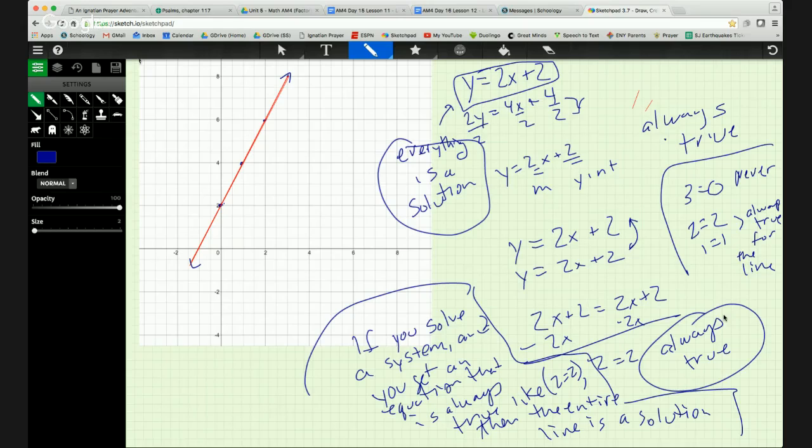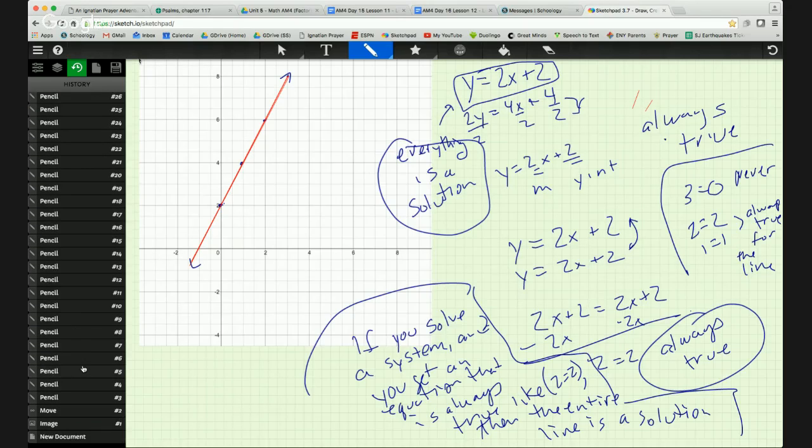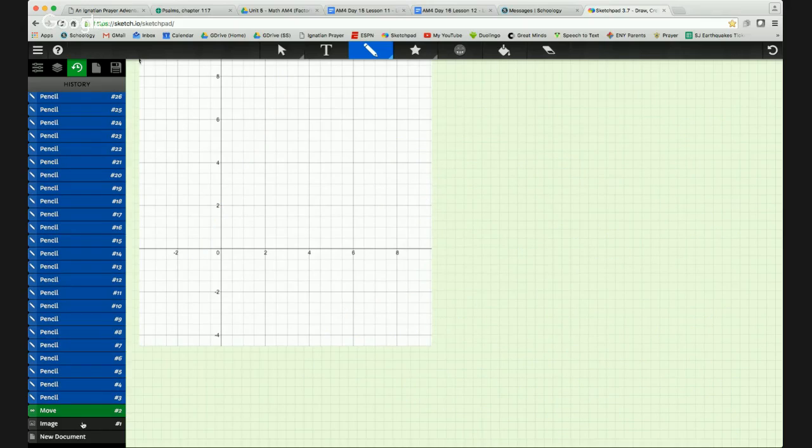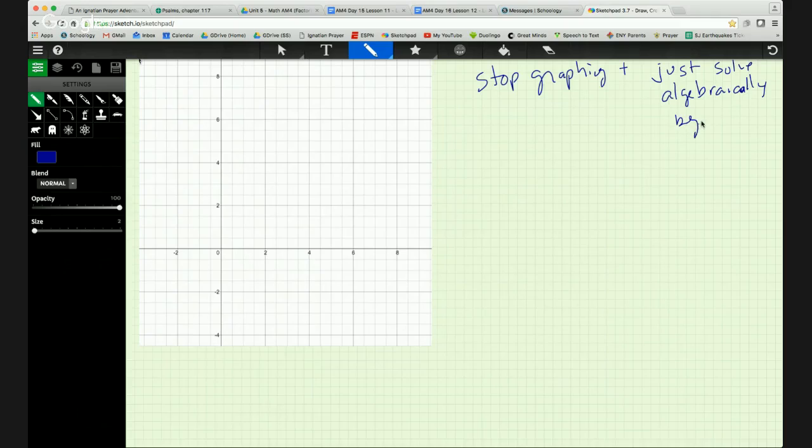Now point number 3 in this lesson, and this is kind of getting to be a big lesson, but it is all part of the lesson, and so I don't want to leave it out. And that's this. Let's look at how we just solve by substitution. We're going to stop graphing and just solve algebraically by substitution.